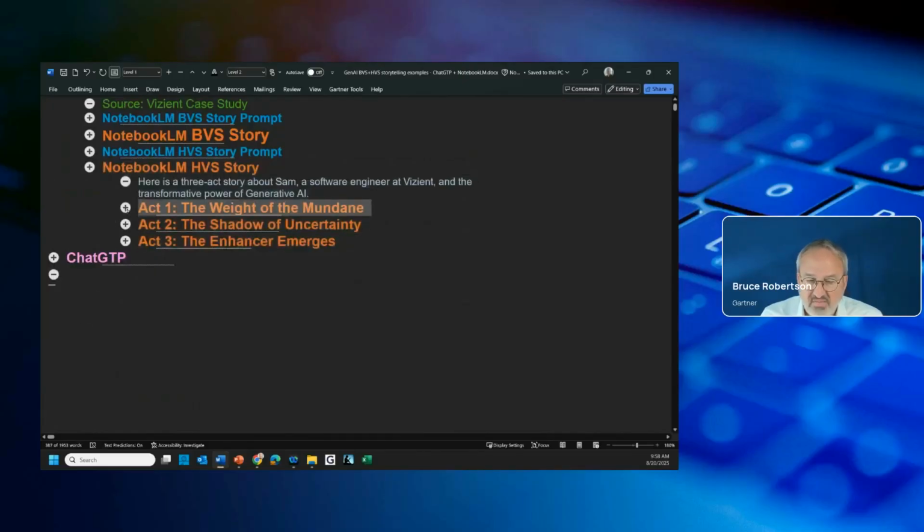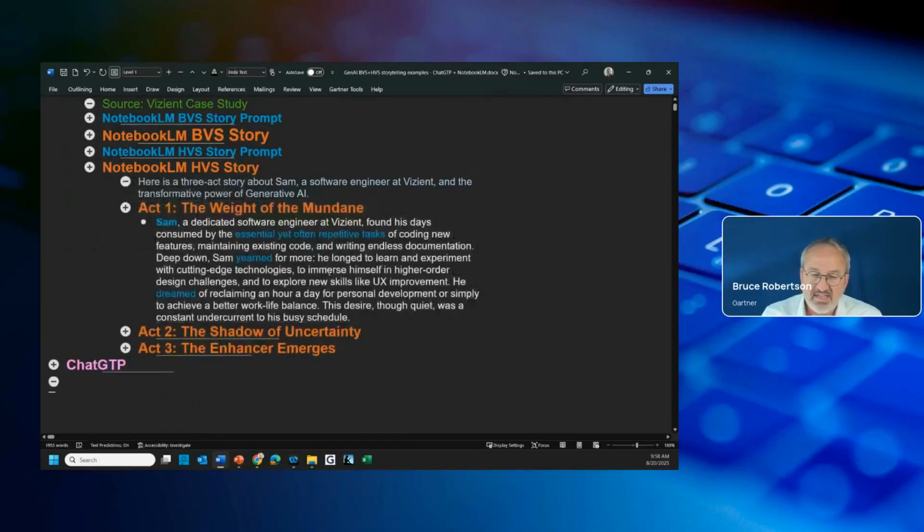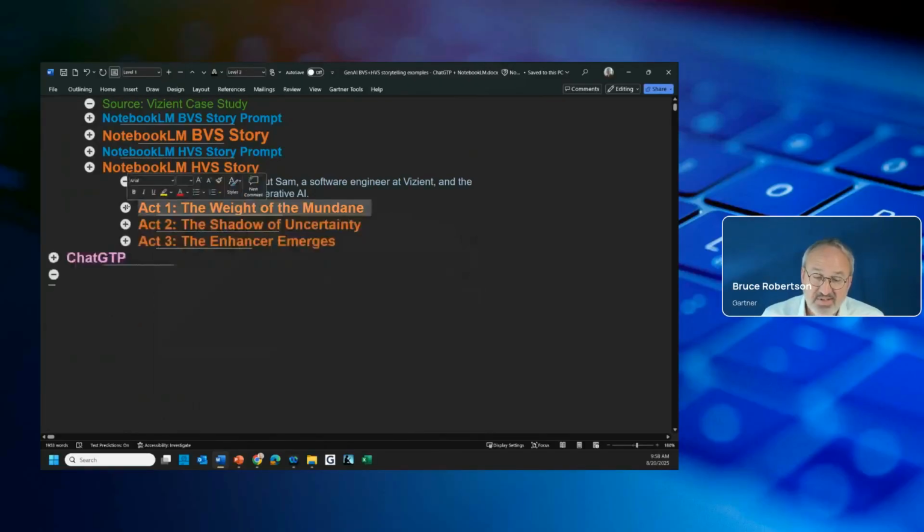And if we delve into the first act it came up with, it's immediately talking about Sam. Fantastic. There's a person. Essential yet often repeated tasks. He yearned for something. He dreamed of something. You got to get prepared to use emotion words. This is a human value story. Ideally, you want Sam himself, when you interview him, to do this for you.